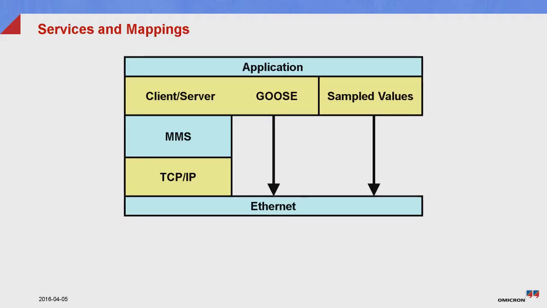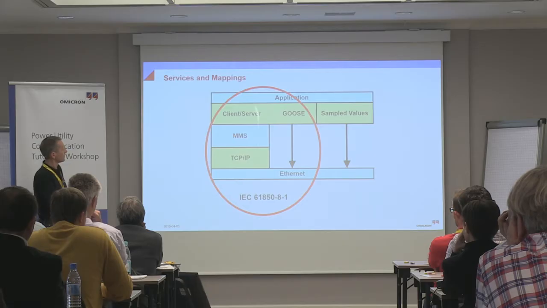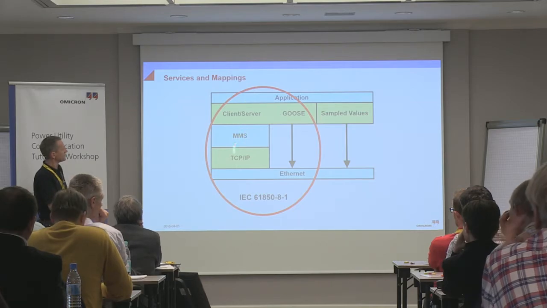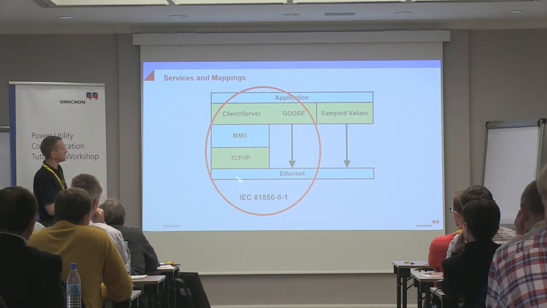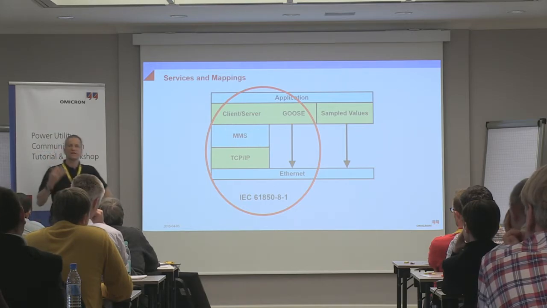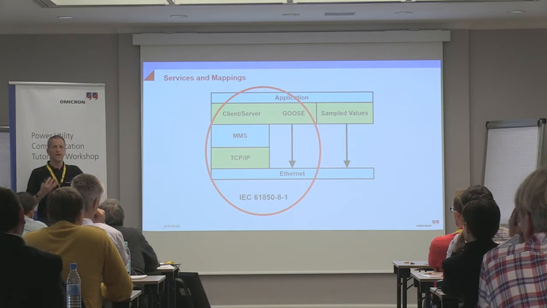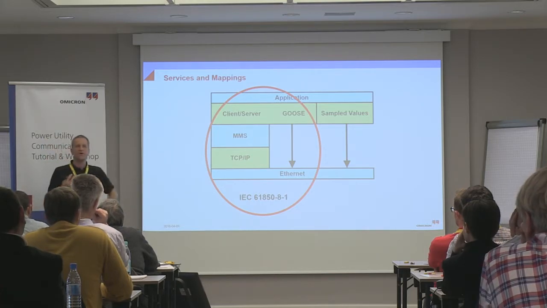Same story, drawn in a different way, and you have seen something like that before as well. Here we have client server and GOOSE, with the mapping defined in 8.1. The client server goes through the MMS protocol and the TCP/IP stack. And you see here the MMS is just a transport protocol for our client-server services. And this is why I do not talk about MMS.